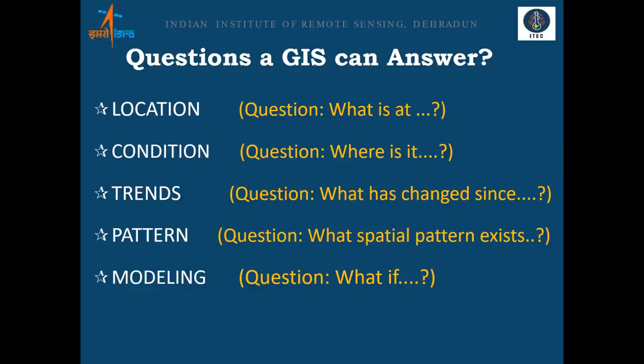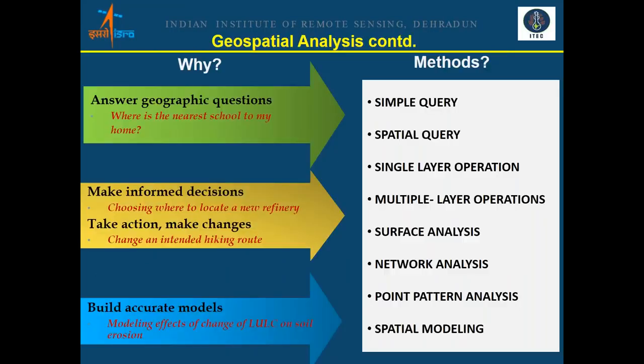Last is modeling, which means what-if scenarios can be retrieved. For instance, you are going for predictive analysis, or you are talking about different types of stochastic phenomena. All these models, whether empirical based, non-empirical based, or deterministic, can directly be applied by making use of GIS. So it can answer many questions.